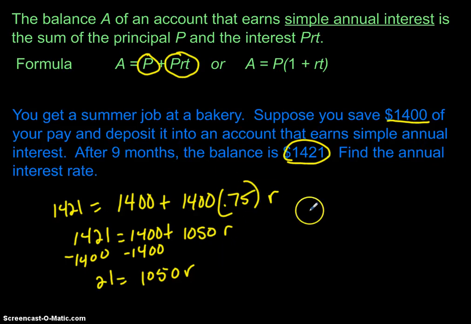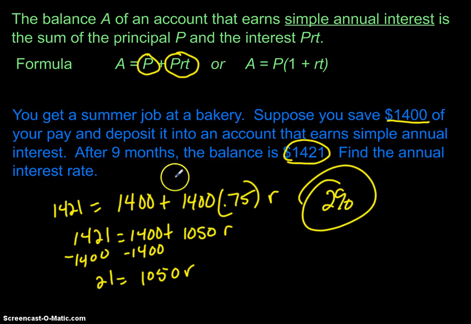0.02. Well, 0.02 is how much in percent? 2%. So the rate is 2%. So I used this account balance formula. They gave me the account balance, they gave me the principal, they gave me the time in months. I had to change that to years. But then I had to find R. Okay, and I had to do that algebraically. Let's look at another problem.